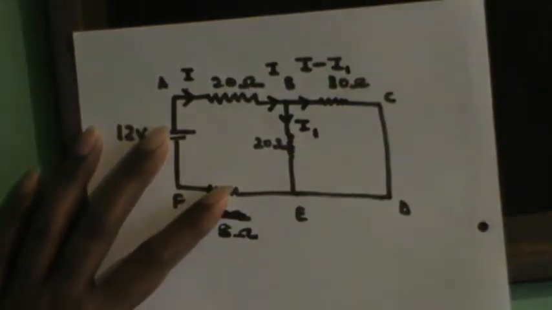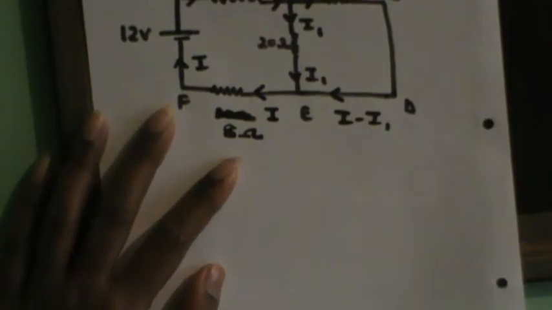So the total current around this point is conserved. So if this is I minus I1, this will also be I minus I1. So the current of I minus I1 will come here, and the current of I1 comes here. So again, according to Kirchhoff's junction rule, we can say that the current through here is I. Again here I.